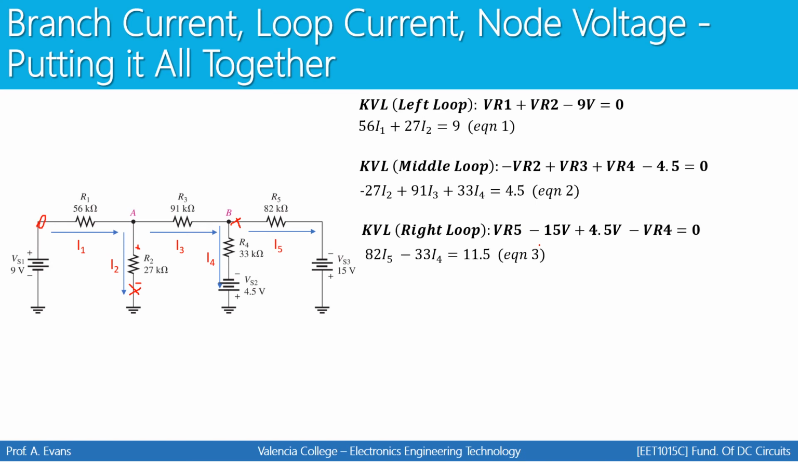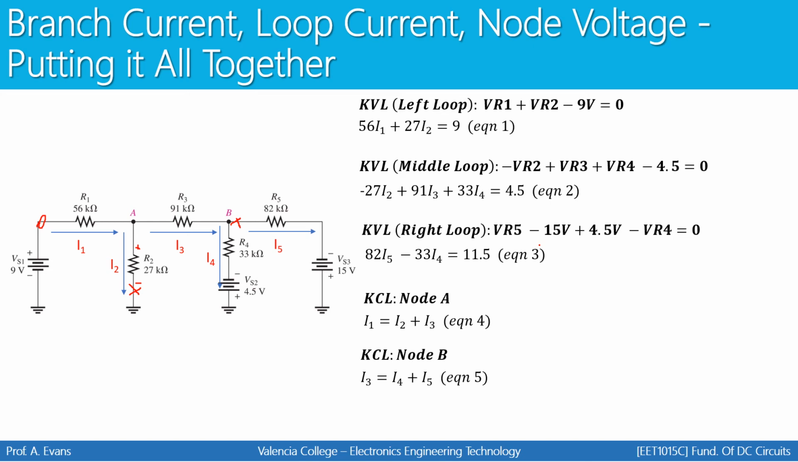Now we have 5 things that we don't know, and we only have 3 equations so far. You need 2 more equations, and those 2 other equations are going to come from a KCL at node A and a KCL at node B. So there's equation 4 and equation 5.